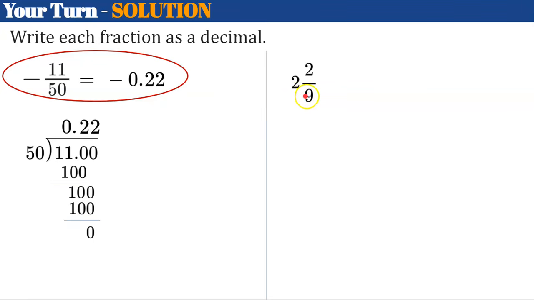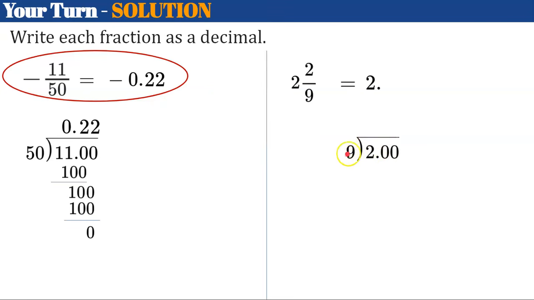Now let's go over 2 and 2/9. I'm going to set up my answer. It's going to be equal to 2 point something. So now I just need to worry about 2/9, or 2 divided by 9. Remember, say it to yourself, 2 divided by 9. That'll help you set it up.